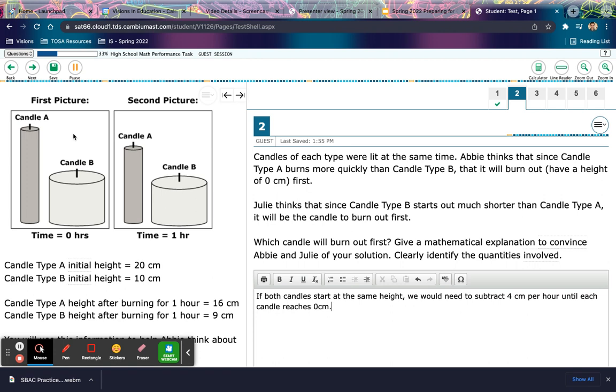So I'm not going to stay on here talking about an exact answer. Just wanted to give you an idea that you need to write some complete sentences, put some numbers in there to clearly identify quantities. That's a mathematical explanation. So don't use vague sentences without any numbers in it. That would get you less points.